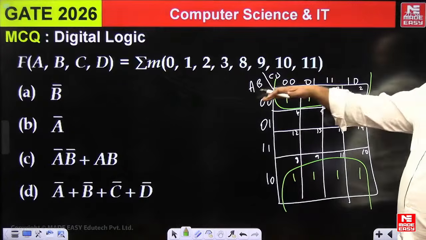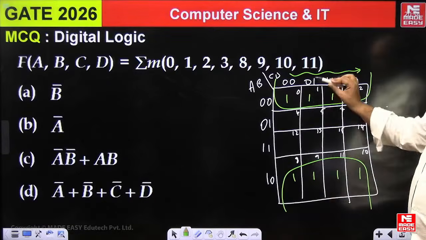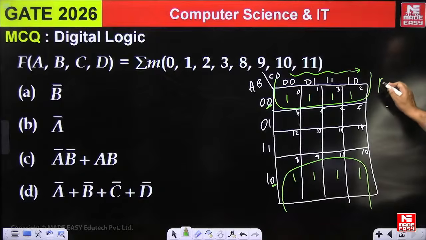When you travel like this, CD is changing. What is common between these two? Simple, B bar is common. So the answer is simply B bar. That's it. Simple octet question.